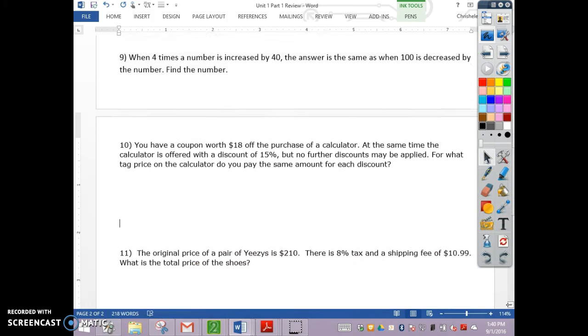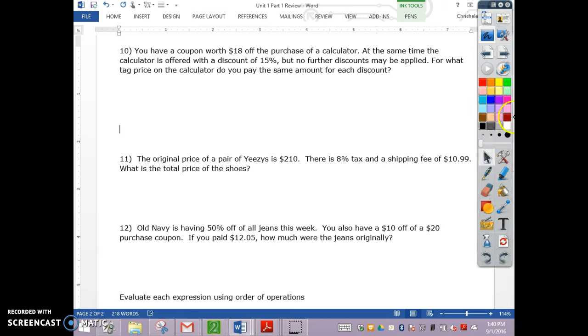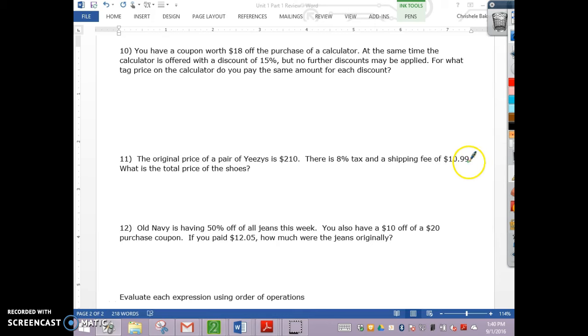Okay, flipping onto the back. I have a coupon that is $18 off the purchase of a calculator. At the same time, the calculator is offered with a discount of 15%, but no further discounts may be applied. For what tag price on the calculator do you pay the same amount for each discount? So same amount, that's equals. $18 off the purchase is the same thing as a 15% discount. Now, if we are being discounted by 15%, that means we are paying 85%. 85% as a decimal is 0.85.